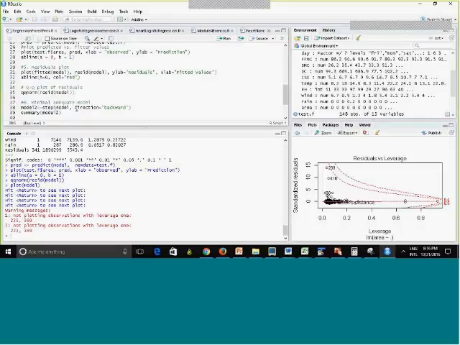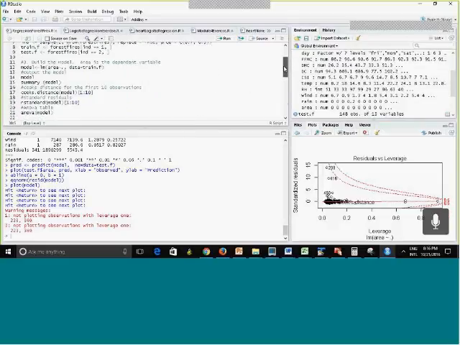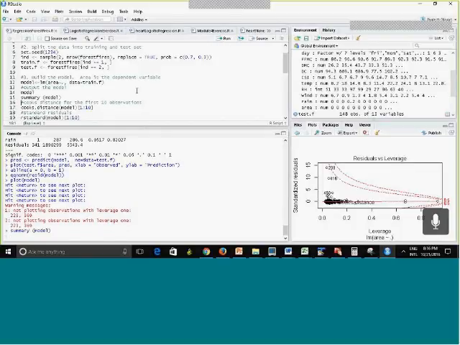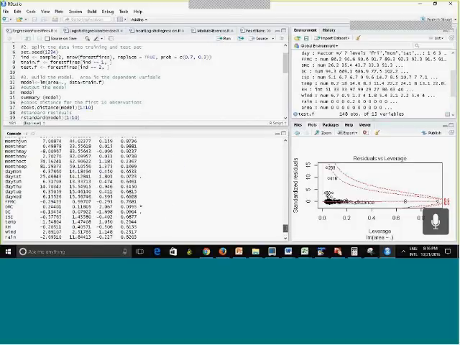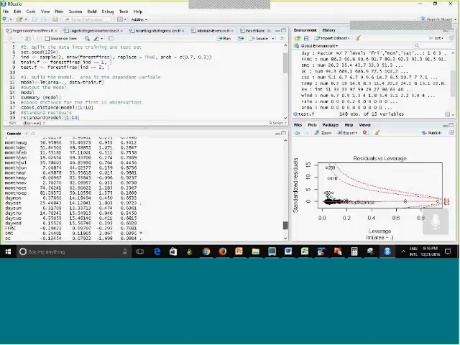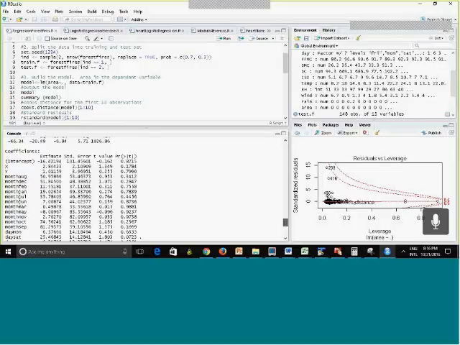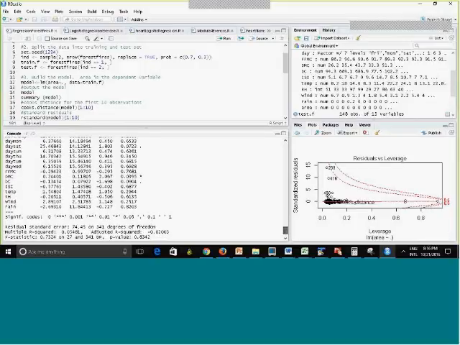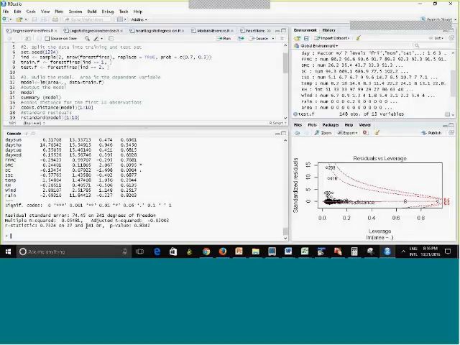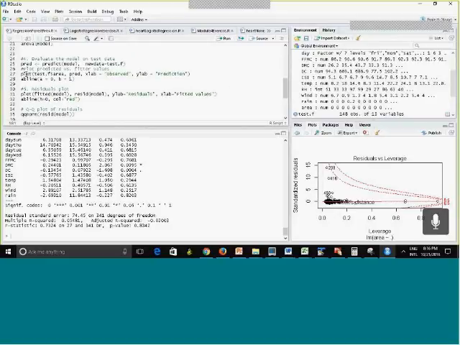Now we're going to build a minimum adequate model. If you noticed before, if I do the summary command here and run it, notice it involves all of my independent variables, right? But some of these variables may not have a significant impact on the dependent variable.